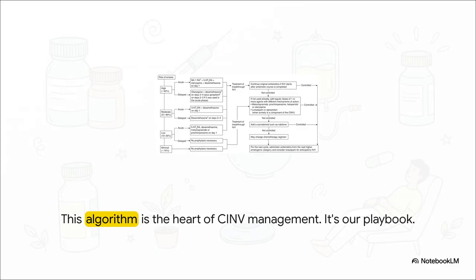All right, this is it. This algorithm is pretty much the Bible for managing CINV. It's our playbook. It lays out the whole process, from figuring out the risk on the left to the specific prevention pathways, and then finally, what to do if the patient has breakthrough symptoms on the right. We're going to break this whole thing down, starting with those prevention pathways.